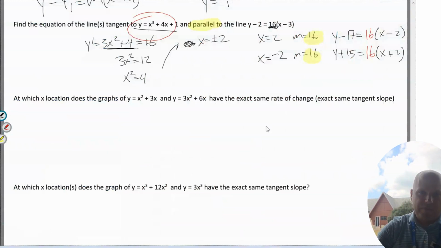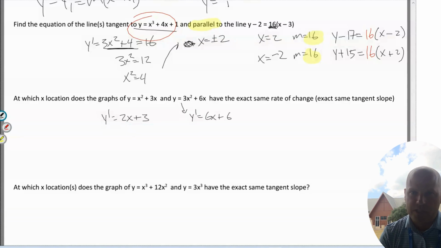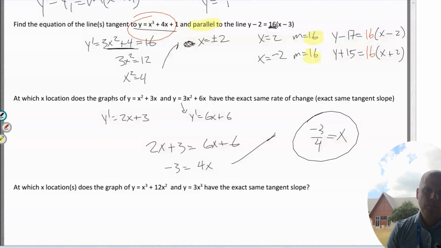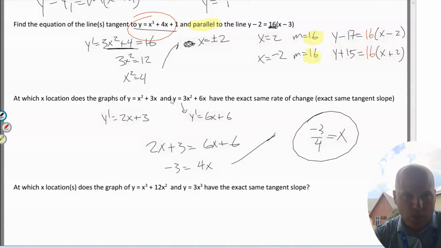When do these two functions have the exact same rate of change? Well, when do the slopes equal each other? The slope equation for this one is 2x plus 3. The slope equation for this one is 6x plus 6. When will these slopes equal each other? Look at that. Easy. Yeah, negative 3/4. This slope and that slope will be the same.